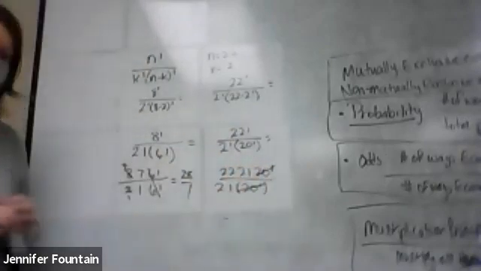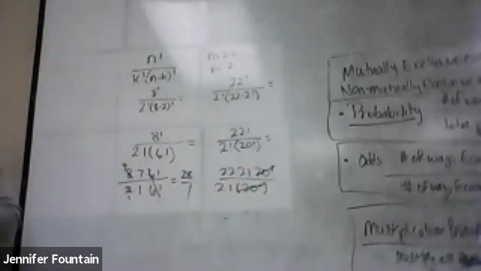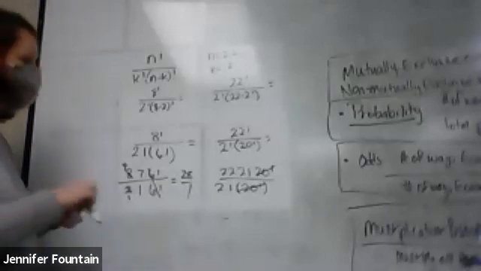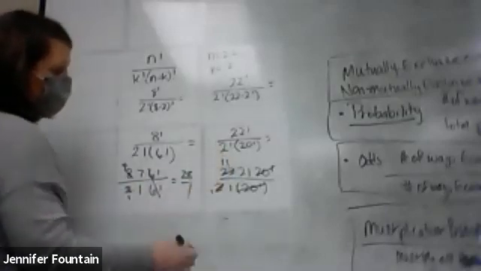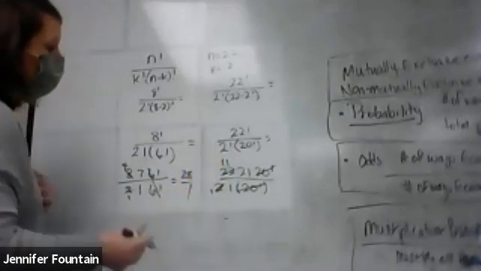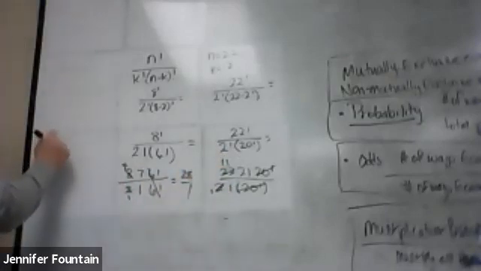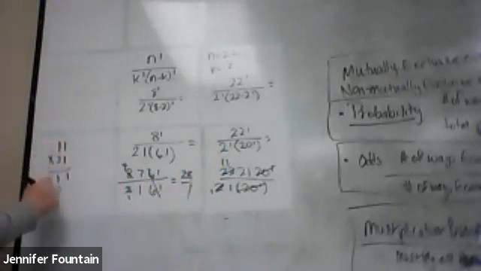Once I got that, those cancel. What else can cancel? 2 and 22. 2 divided by 2 is 1. 22 divided by 2 is 11. So now I have 11 times 21. 11 times 21. That's going to be 1 and 1 and 2 and 2. 231, letter B.